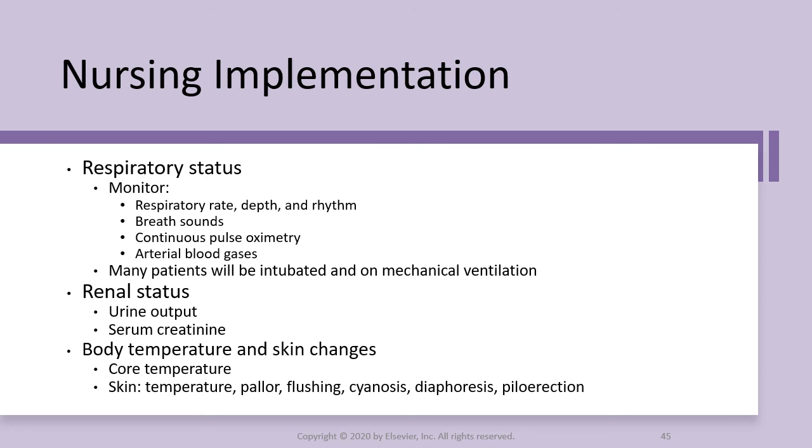Use trends in serum creatinine values to assess renal function. Serum creatinine is a better indicator of renal function than BUN levels, since BUN is affected by the patient's catabolic state. We also want to monitor the patient's body temperature.